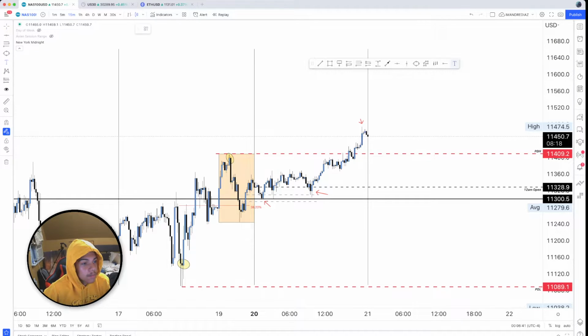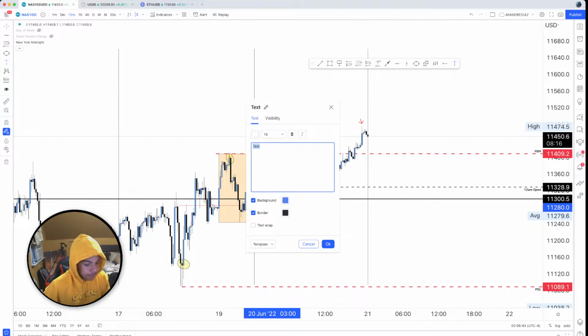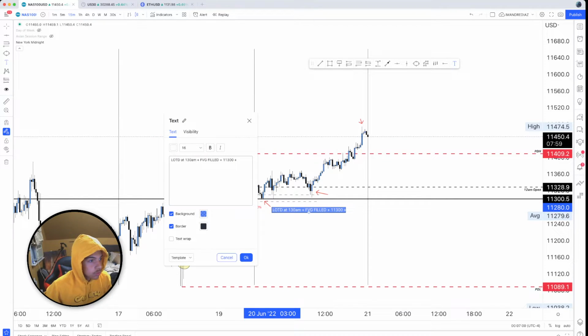So now let's annotate that. So like I just said, low of the day at 1:30 a.m. after price filled in the fair value gap along with 11,300 rejection, and we also made that low of the day right in there, so also below the 12 a.m. open, just like that.